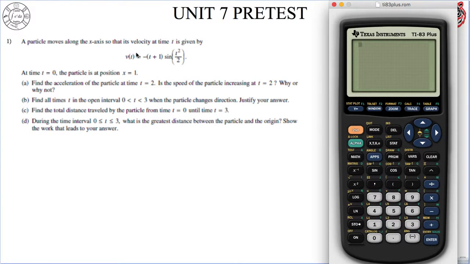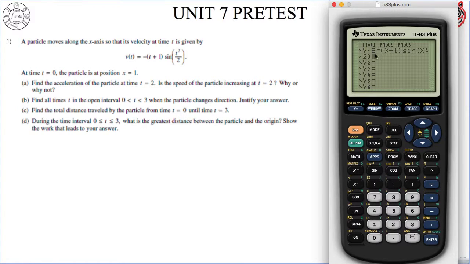All right, so a particle moves, at time equals 0 the particle is at x equals 1. Find the acceleration at time equals 2. So let's go ahead and input this into our calculator. This is going to be negative in parentheses, and then I'm going to do t plus 1, and that's going to be times sine of, and then I don't need to do parentheses because order of operations will hold true here, divided by 2.